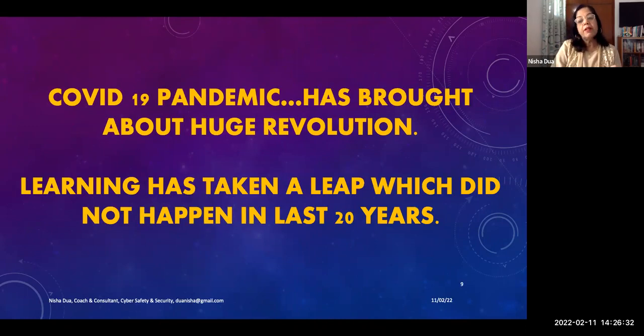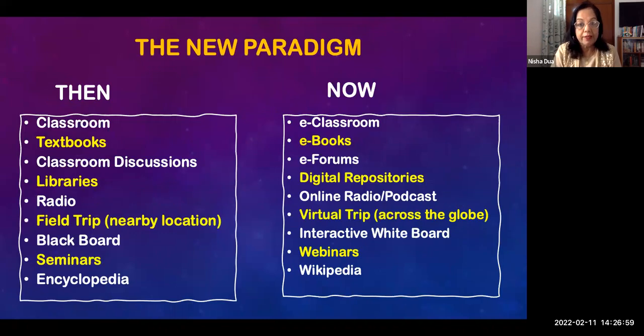So coming to the COVID pandemic, the COVID pandemic has brought about a huge revolution. All of you are the masters of education, and learning has taken a leap. We were always talking about smart schools since 1992, but smart schools didn't happen, digital learning didn't happen in that way. And within 2 months of COVID, learning took a leap which did not happen in 20 years.